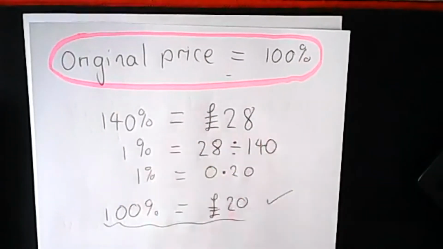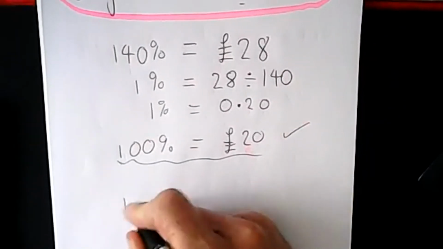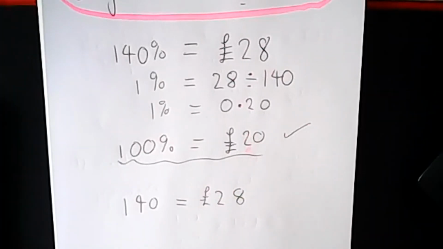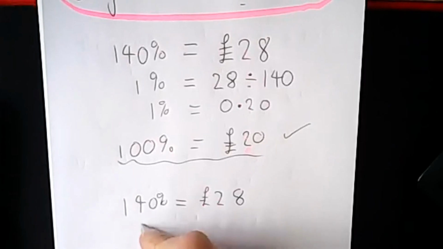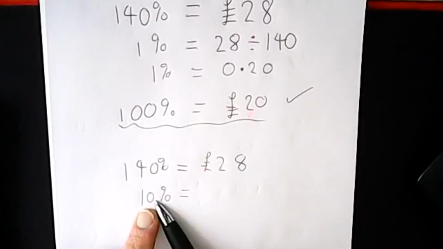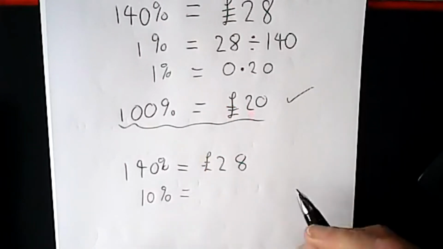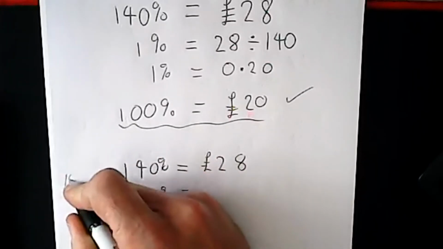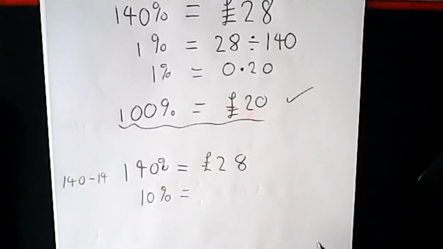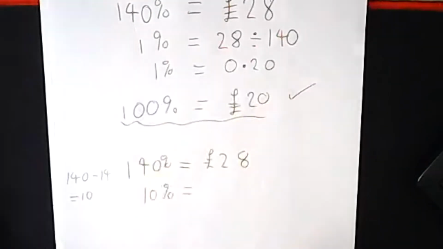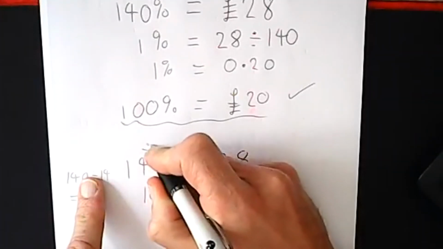So let's just finish off to see if we can do that question without a calculator. So 140% is 28. Okay. Let's have a look now. We'll do it in a similar way, but instead of going to 1% first, we're going to 10%. So if I was trying to find 10% of 140%, what I'd do is divide 140 by 14. That gives me 10. Okay, if you're not sure, whack it on here. 140 divided by 14 equals 10. There we go.